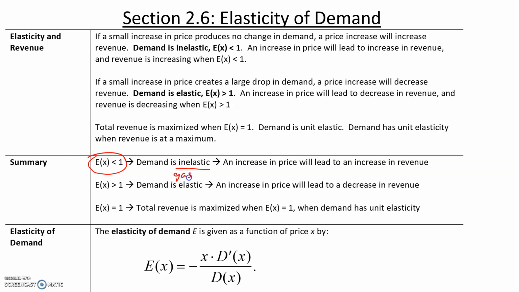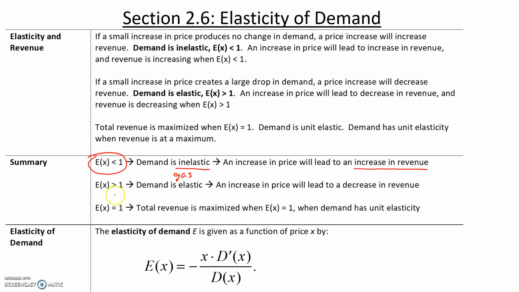Gas is a good example because even when gas prices go up, we still have to buy gas. So even when we have a price increase, we might drive a little bit less, but we don't have much of a choice. So ultimately, the oil industry has an increase in revenue.